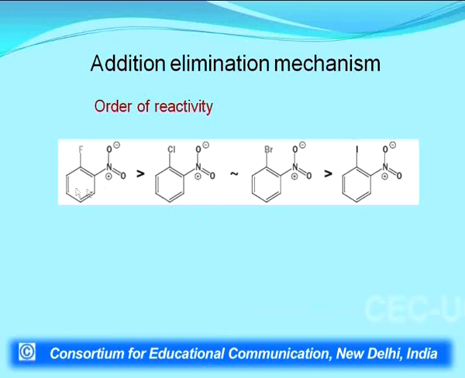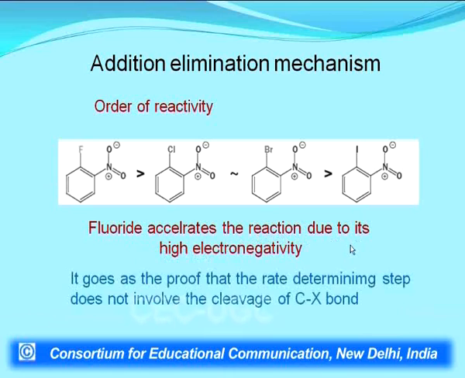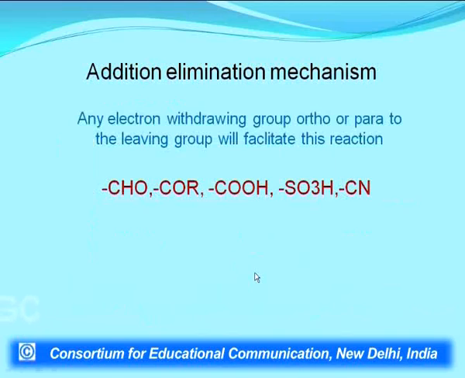So, this order of reactivity is opposite to what we get in the SN2 mechanism or SN1 mechanism for alkyl halides. So, what we say is that fluoride accelerates the reaction due to its high electronegativity, one point, and second, it goes as the proof that the rate determining step does not involve the cleavage of the carbon halogen bond. Carbon halogen bond cleavage is involved in the next step, that is the second step of this mechanism.